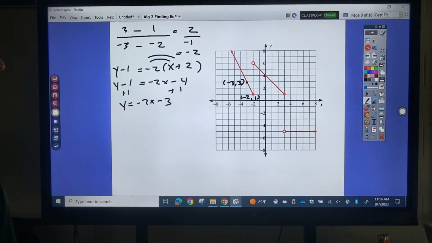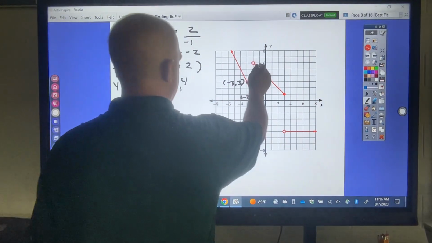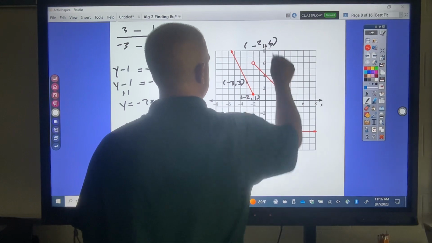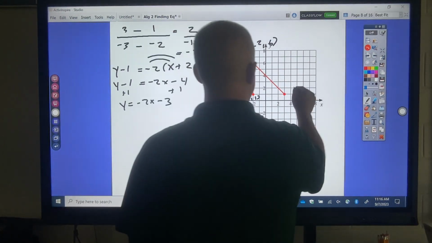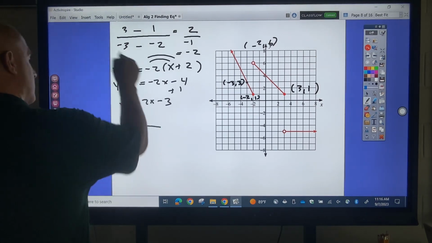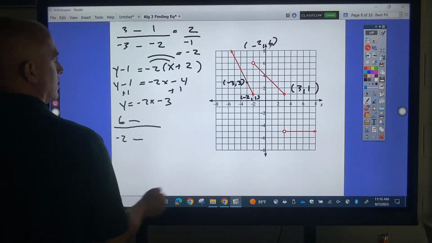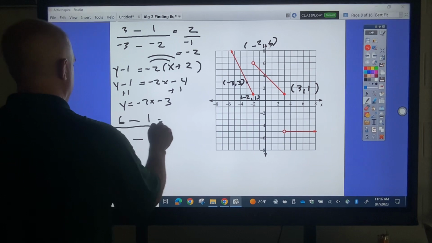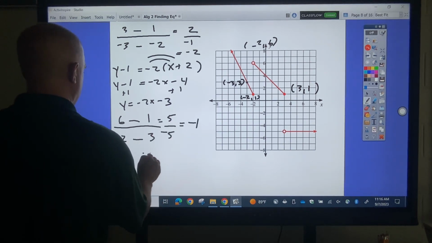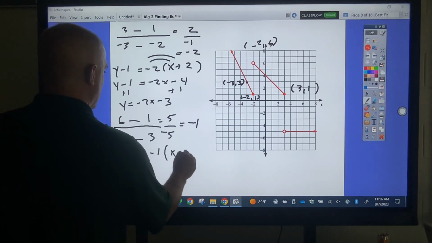Now, this one here, I got a point of -2, 6, and I got a point of 3, 1. I could also find that one. Change in y, 1 minus 6, over change in x, 3 minus -2. That is -5 over 5, which is -1. You can use either point that you want.